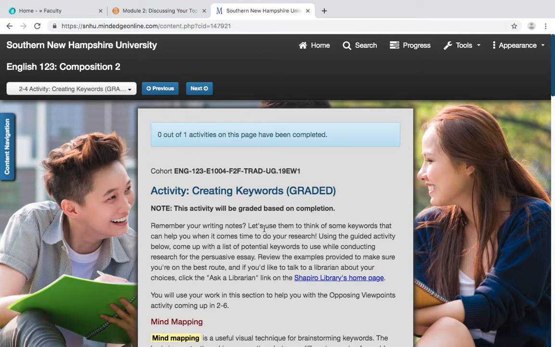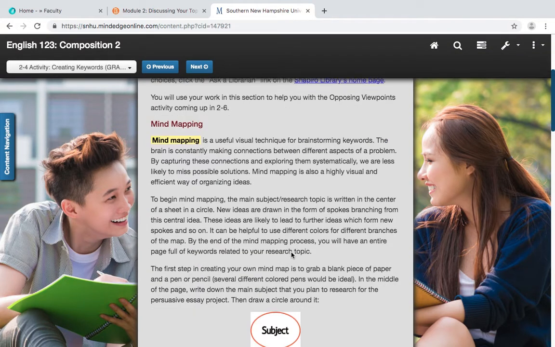All right, activity, creating keywords, graded. So this activity will be graded based upon completion, which means it's not something that will go to me and I will look at with a rubric. This is something that you complete. The system looks and sees, yep, they completed everything, and it's that sort of assignment.